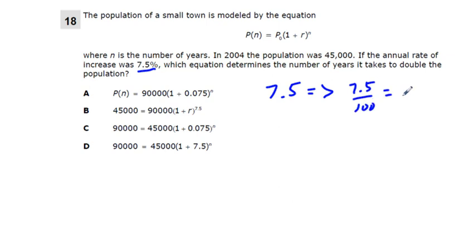It's going to be a decimal of 0.075. So you've got to be looking for that. And so you're not going to be answer choice D, nor are you going to be answer choice B. And then you're going to say population doubles. Well, that means you're going to start from, like in this case, 45,000, and doubling would be 90,000. So our correct equation would be this one right here, C.